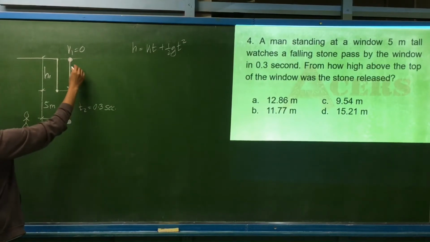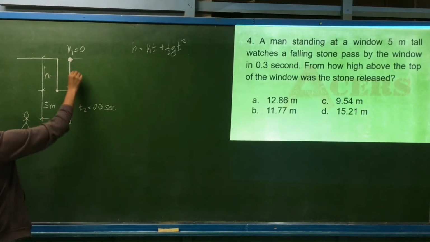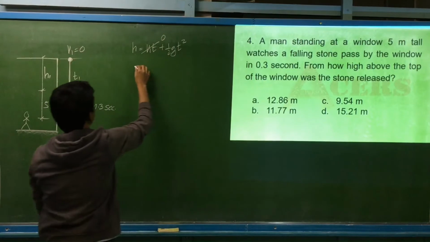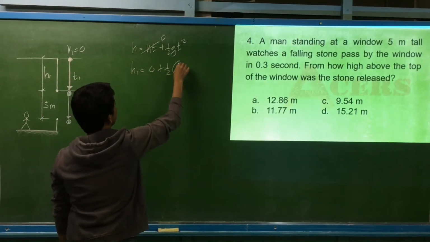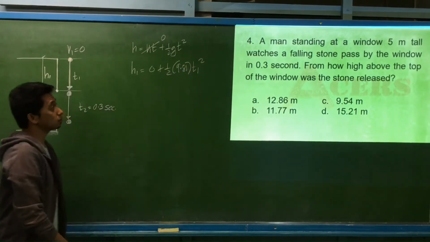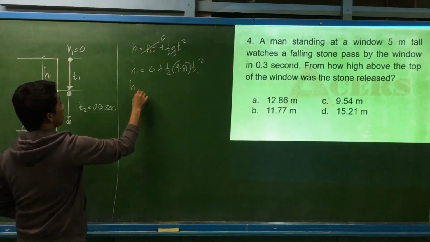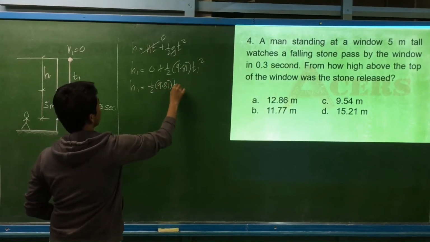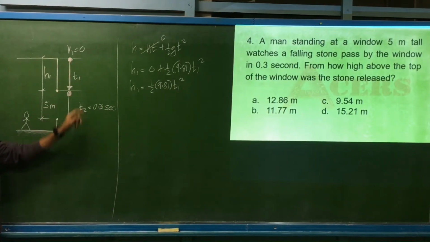So the time for this stone to travel from the initial point to the upper edge of the window is time number 1. So initial velocity is 0. We have H1 is equal to 0 plus 1/2. This is metric. We have 9.81 meters per second squared times time number 1 squared. So H1 is equal to 1/2 of 9.81 time number 1 squared. So that is from the point of release to the upper edge of the window.